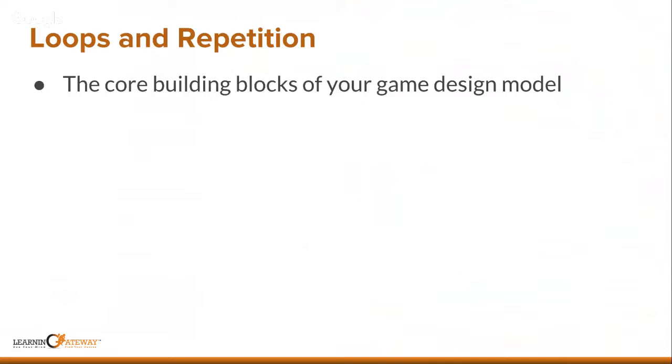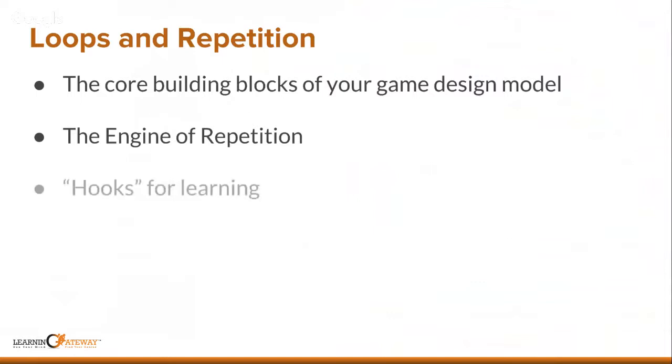Why are they a core building block of a game design model? And it is, in fact, a core building block because you do not have a game if you do not have a loop. Every game at its core has a loop. It's important because it is really the engine of repetition. As I indicated in the definition, what really makes something a loop is that it involves repeating an activity.